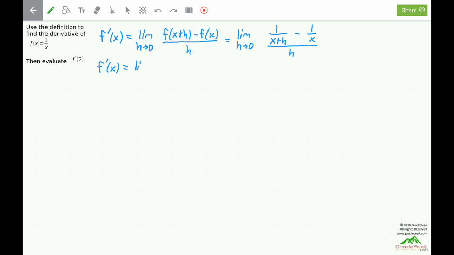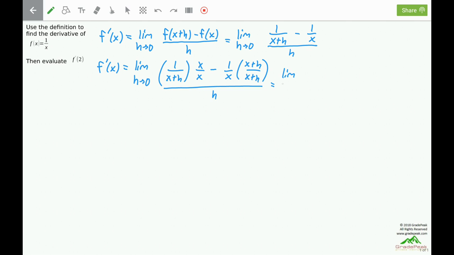So I'm going to take that first fraction, 1 over x plus h, and I'm going to multiply it by x over x. And I'm going to take that second fraction, which is 1 over x, and multiply it by x plus h over x plus h. So we have a common denominator. All this over h.